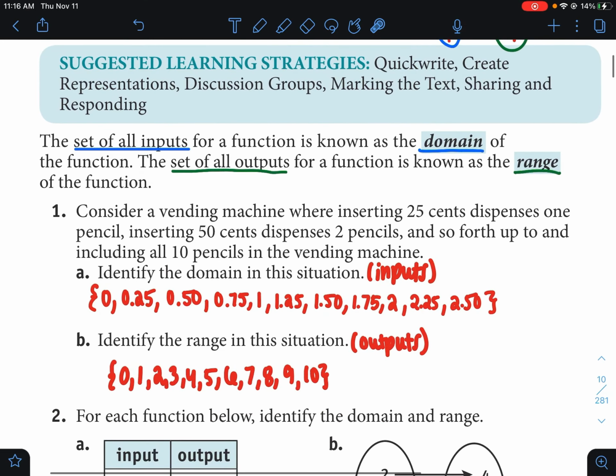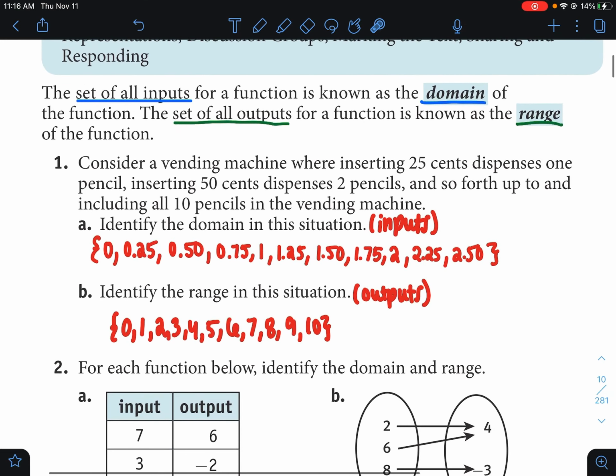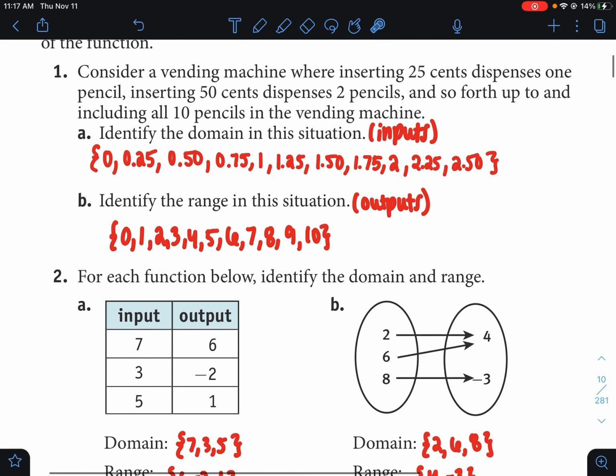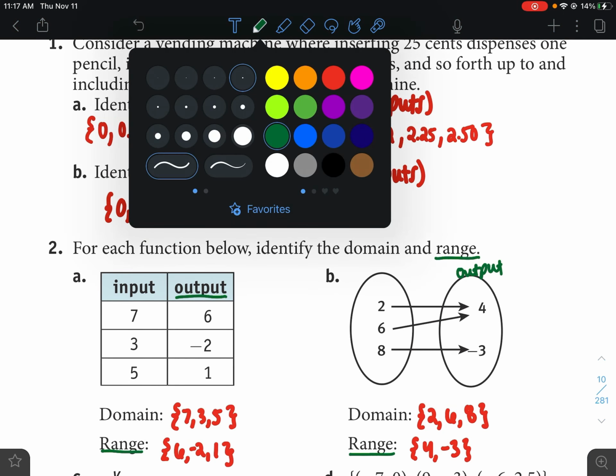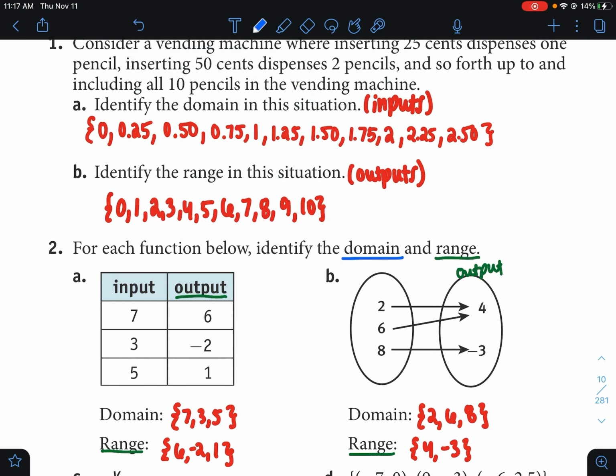All right, so then moving on to number 2, for each function, identify the domain and the range. Well, domain just means input and range means output. So our ranges are our outputs, and again, the domains are the inputs.